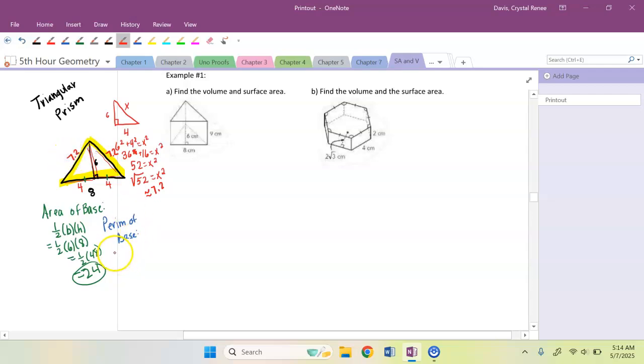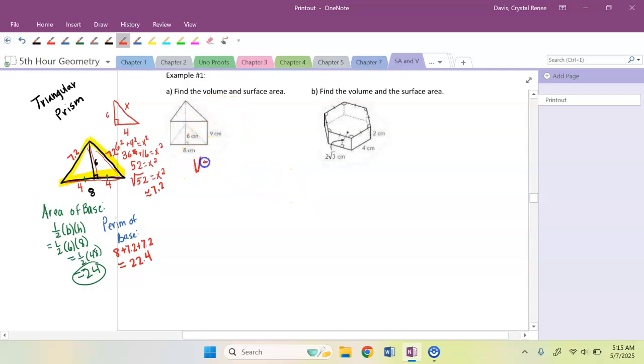So my perimeter would be, this whole bottom part is 8. So 8 plus 7.2 plus 7.2, which is, what is that, 22.4? So the perimeter of my base is 22.4. Now I have my important stuff to find the volume and surface area of this prism.